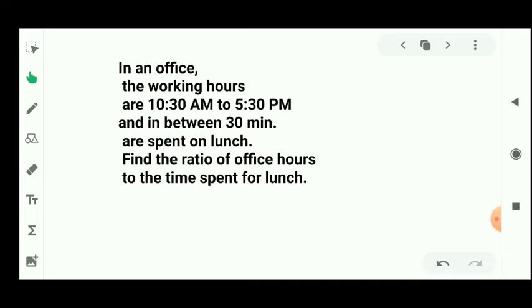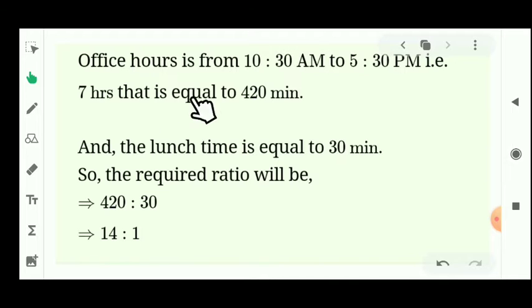Let's see the next question. In an office, the working hours are 10:30 a.m. to 5:30 p.m. and in between 30 minutes are spent on lunch. Find the ratio of office hours to the time spent for lunch. Let's see the solution. In the given question, the office hours is 10:30 a.m. to 5:30 p.m. That means total 7 hours he spent in the office. That is equal to 420 minutes.